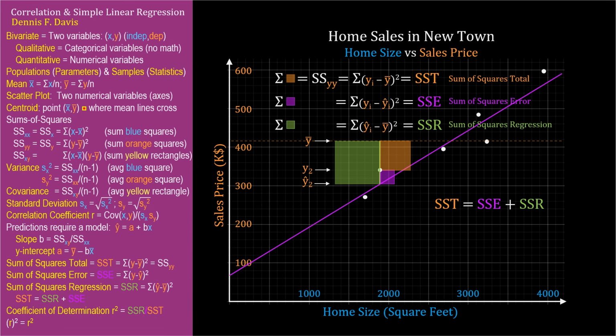For our sample point 2, the green regression square is the largest. For other points, like number 6, the orange total square will be the largest, and for point number 5, the purple error square will be the largest. But across all the data points, the 6 orange squares added together will always equal the 6 purple squares plus the 6 green squares. And that equality is only true when y hat is based on the best fitting least squares regression line. If you make up your own purple line or eyeball it, then SST will not equal SSE plus SSR. It's only true for the least squares model.